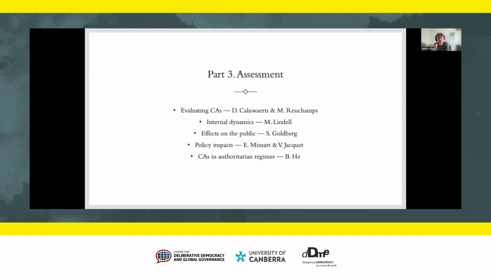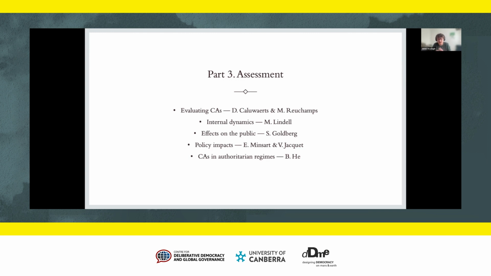And so she discusses the epistemic transformation, the opinion changes, and so on. And then with Saskia Goldberg, we have a chapter that basically discusses the effects of citizens' assemblies on the broader public, on the broader population that does not participate in the mini public. And then Elisa Massard and Vincent Jacquet discuss the various policy impacts that citizens' assemblies can have.